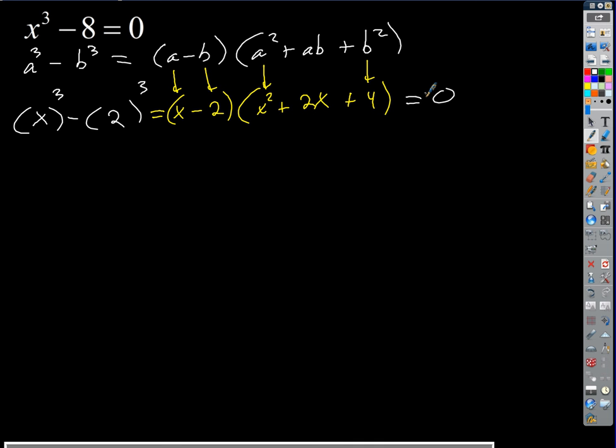Now look, we've got an equation in factored form. So what do we do after we've factored an equation? What do we always do?